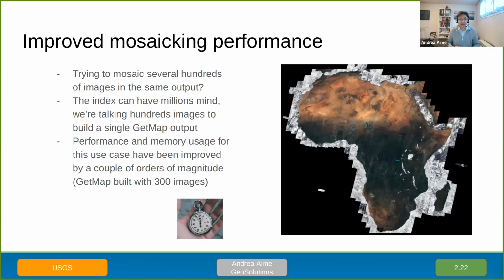Through USGS, we developed an improvement that, well, on a use case with 300 images, improves the memory usage and performance by 2 orders of magnitude. 2 orders of magnitude means that it's at least 100 times faster, which is a pretty good improvement.